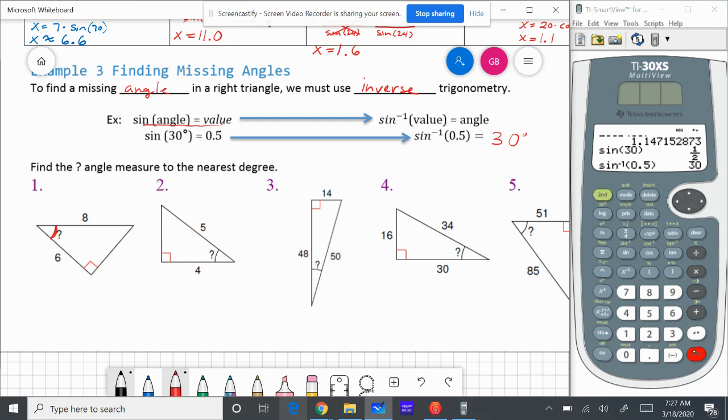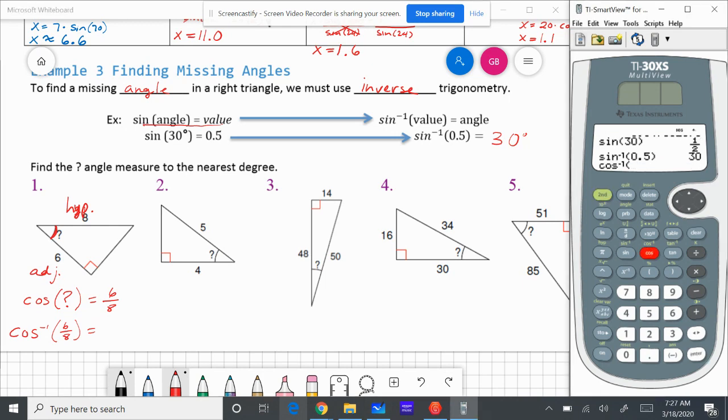6 is adjacent, 8 is the hypotenuse. So the trig ratio that we're going to use is going to be the cosine. So the cosine of that angle is 6 over 8. So the cosine inverse of 6 over 8 will give us the angle. So let's go to the calculator. The cosine inverse of 6 over 8 is 41.4 degrees.